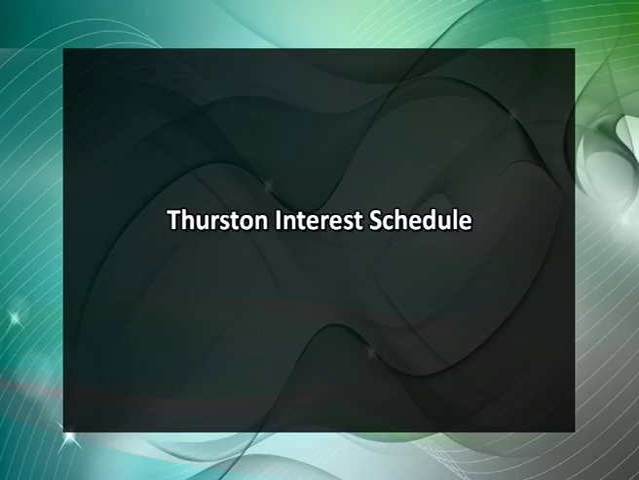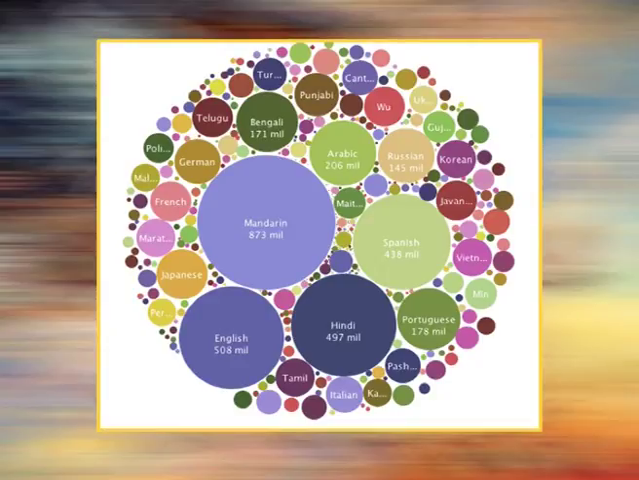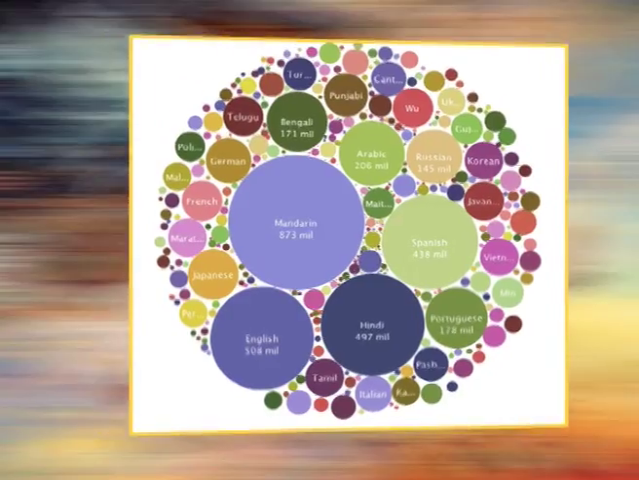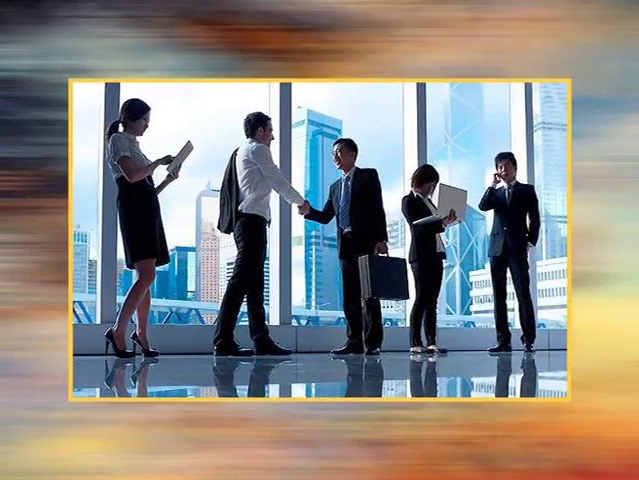Number 3, Thurstone Interest Schedule. In 1931, Thurstone calculated correlation coefficients among 18 professions and, on the basis of the correlation matrix thus obtained, a factor analysis was made and the following 4 interest factors were found. Number 1, interest in science. Number 2, interest in language. Number 3, interest in human beings. Number 4, interest in business. Thurstone called these 4 interests primary interests.